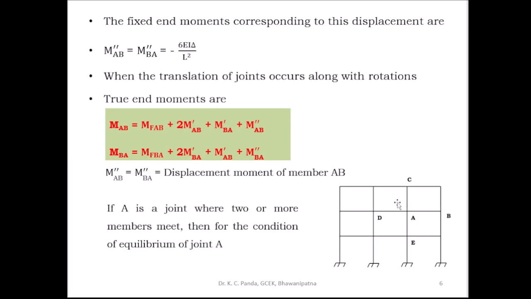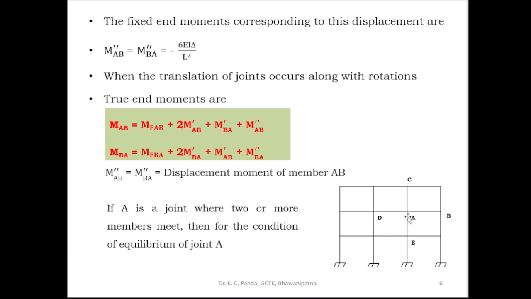As you know, for the equilibrium of joint A, the summation of the end moments MAB is equal to 0. This expression is applied to all the members meeting at joint A. So for member AB, MAB is equal to MFAB plus twice into M dash AB plus M dash BA plus M double dash AB. Similarly, MAC is equal to MFAC plus twice M dash AC plus M dash CA plus M double dash AC.